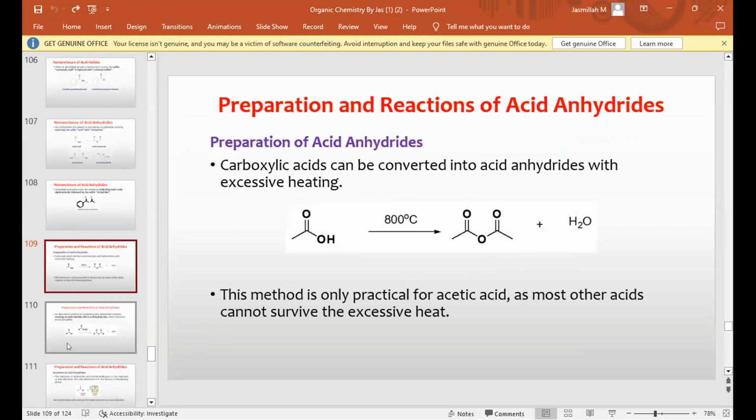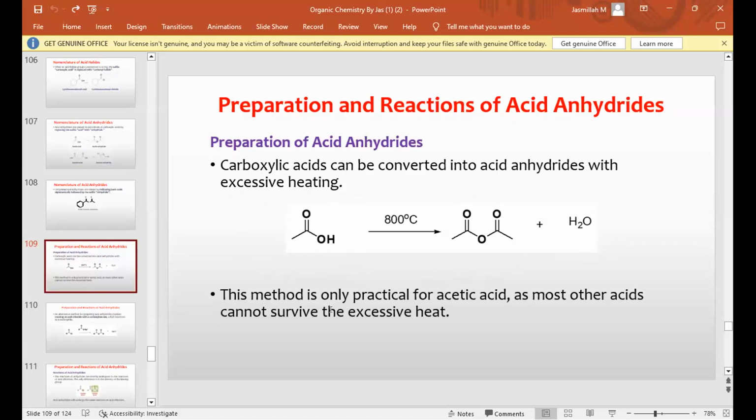Then preparation of acid anhydrides. Carboxylic acids can be converted to acid anhydrides with excessive heating. So excessive heating of a carboxylic acid will produce an acid anhydride. Here we have acetic anhydride because this was acetic acid. It was heated up and then it became acetic anhydride, and it also produces water.